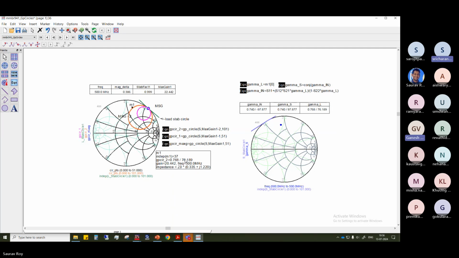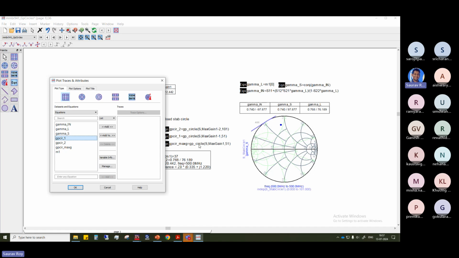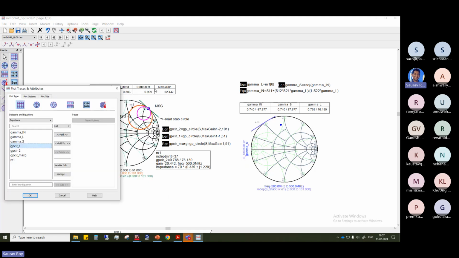Can you explain the equation part once? You mentioned GP_circle1 equal to GP_circle, S means the Smith chart. You have to just put this in here. I told you you can put equations here. You have to define the equation here and write the same thing. GP_circle, maximum gain 1, that is what we already defined. The blue circle is this circle, GP_circle of maximum gain.